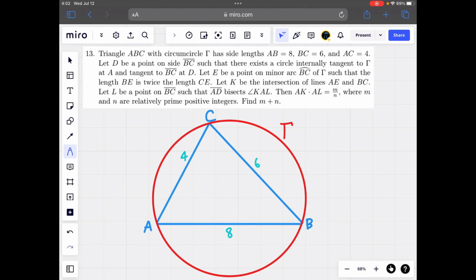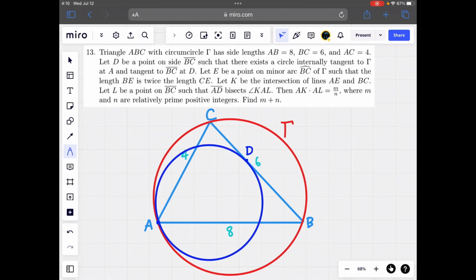This is triangle ABC, which has side lengths 8, 6, 4, and circumcircle T. We are about to add points D, E, K, and L. It is given that there exists a unique circle that is tangent to T internally at A and also tangent to BC at D. Based on this, there's a homothety centered at A that sends D to the midpoint M of arc BC. Hence, ADM is the angle bisector of angle BAC.